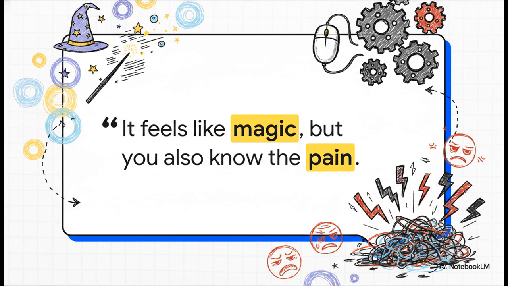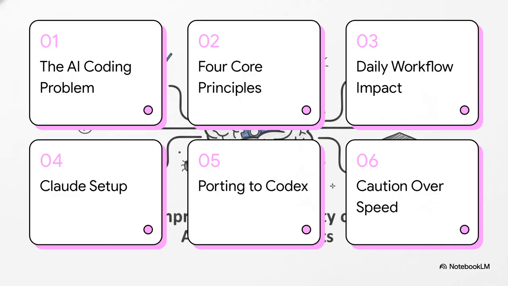Because it really does feel like magic when it works, right? But you absolutely know the pain when it doesn't. You ask for a quick refactor, and suddenly you're spending half your time wrestling with the tool. You're reverting weird changes and basically fighting the AI instead of actually working with it to ship your product. It's a totally universal frustration, but the really good news? It's completely solvable. So here's our roadmap for this explainer.